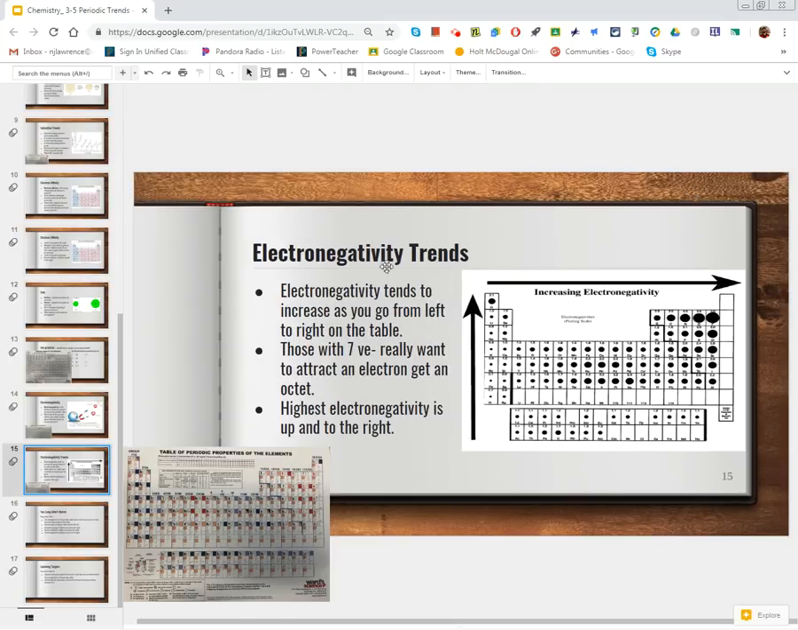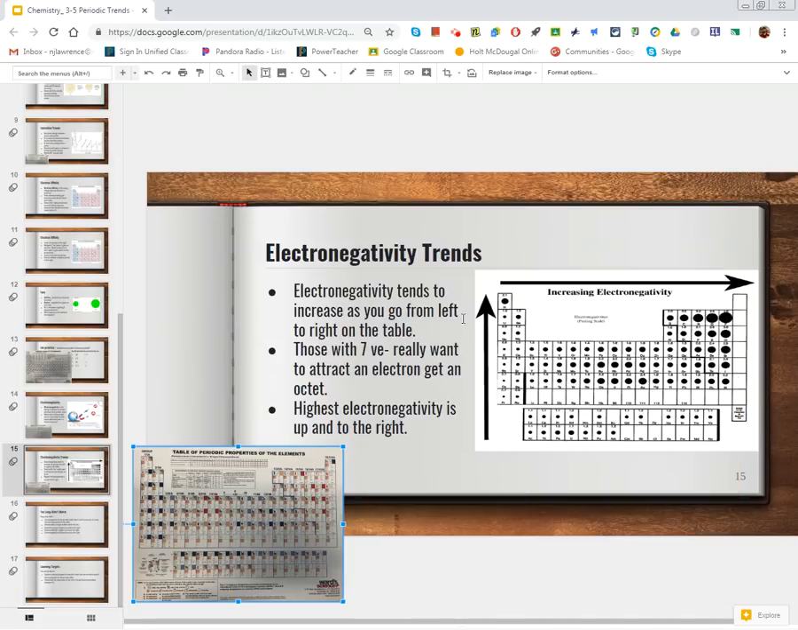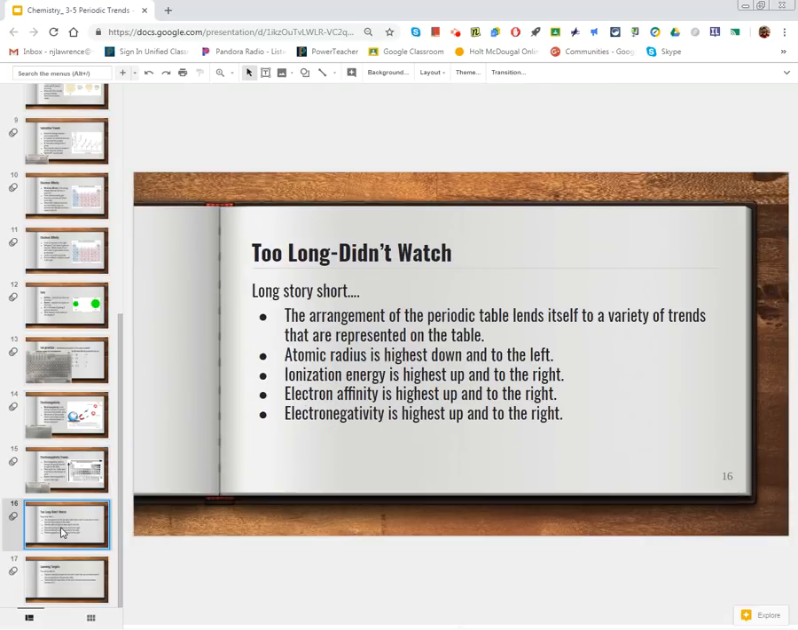As I pop down here, the electronegativity trend. This guy right here is fluorine. He has the highest electronegativity. Again, if you look on here, electronegativity is highest in the top right corner. It's called Linus Pauling's electronegativity. Basically, fluorine has the most to gain by stealing electrons. So those with 7 electrons will have a really high electronegativity, and we see this trend goes up and to the right. So again, I hope this video helped you out.